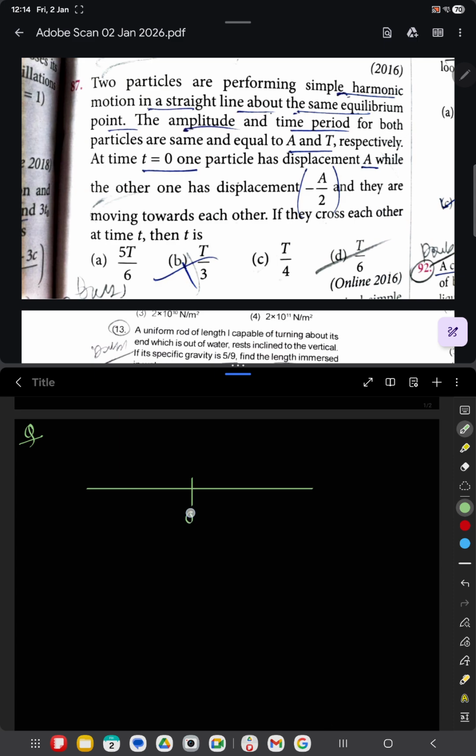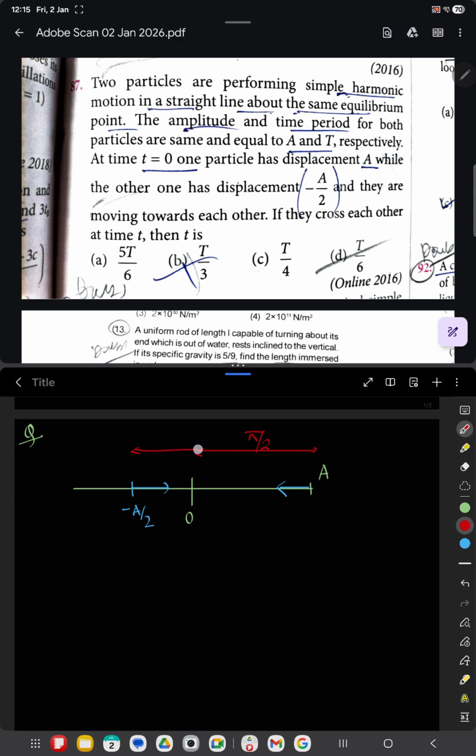This is origin. One particle is here and another particle is at minus a by 2. So they are moving towards each other. Now I need to know the path difference between them. If we have gone through the SHM lecture, this is phase difference pi by 2.